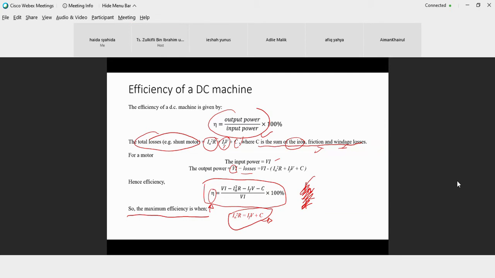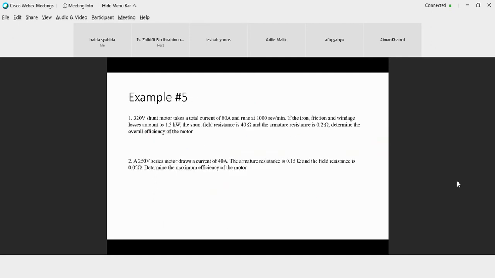Okay, so this is example number 5. You're looking for the overall efficiency of the motor. You can see here it is given that the friction, windage and losses amount to, all together, C, friction plus windage losses. The question asks to determine the overall efficiency. So what is P in, the power input of the machine? P in is equal to VI.